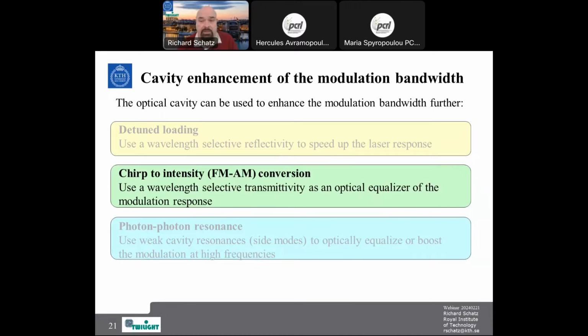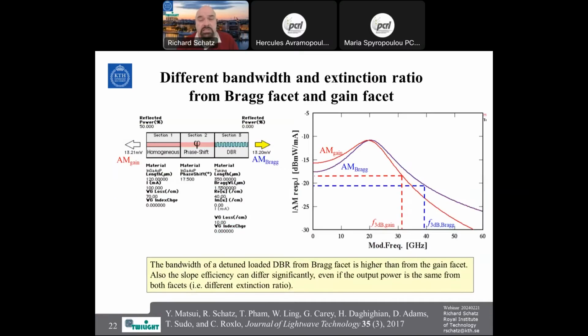Then the next effect is chirp to intensity conversion. The chirp to intensity conversion is sort of similar to detuned loading, but you use the wavelength dependent transmission of a grating instead of a reflection. In fact, if you have a DBR laser like this with an active section here and a passive Bragg section here, you get higher bandwidth if you measure from the Bragg side than if you measure from the gain side here. So here you can see this difference.